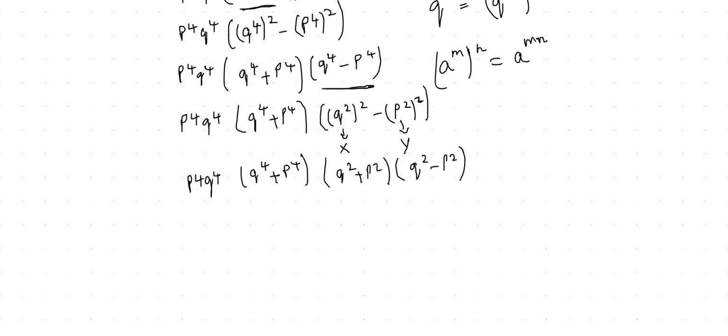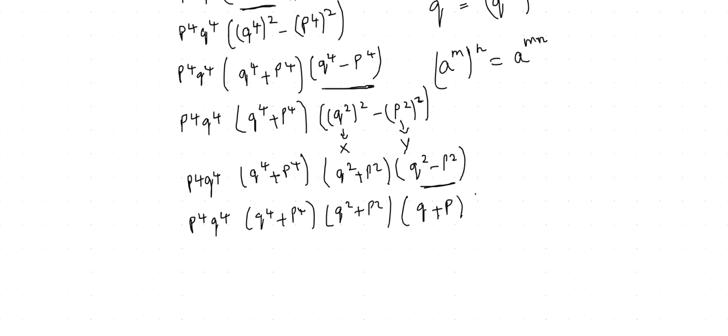Now, if you look at the fourth term, you can still apply the identity. So I'm going to rewrite this as p to the power 4 q to the power 4 into q to the power 4 plus p to the power 4 into q square plus p square into, this is of the form x square minus y square, right? Which is x plus y into x minus y. So q plus p into q minus p.